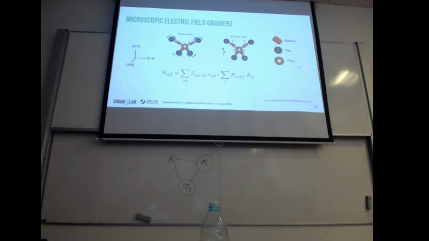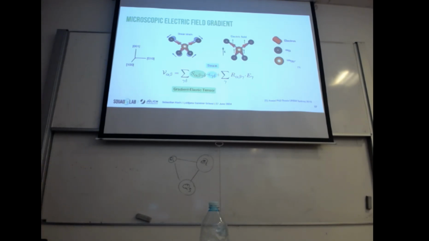If we put this in a formula, the electric field gradient tensor depends on these two components. The first one is the strain, right? That modifies the electric field gradient tensor by this gradient elastic tensor. This is just a fourth order tensor to translate from the strain, which is a second order tensor, into this other second order tensor. This is just mathematics right now.